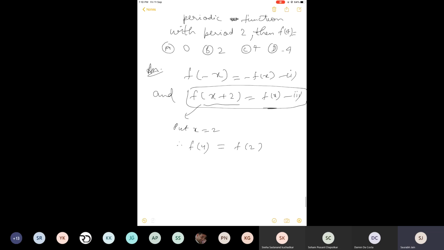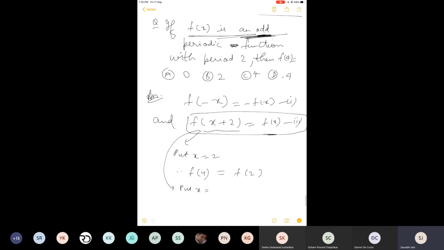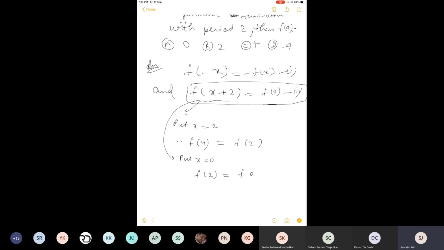But what I'm going to do now is put x equal to 0. If I put x equal to 0 here, this will read f 2 is equal to f 0. So now you can see, after putting 2, I got f 4 is equal to f 2, and on putting 0, I got f 2 is equal to f 0. This is very obvious. Why? Because the period is 2. So if the period is 2, after a gap of 2 it will repeat its value. So f 0, f 2, f 4, f 6, f 8, f 10, all of them will be equal. So that is correct. But I will stop at f 0.